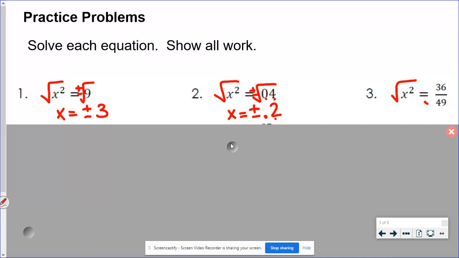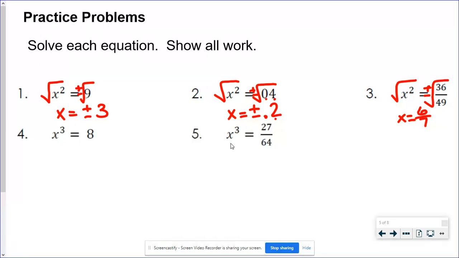Square root, plus or minus. X equals the square root of 36 is 6, square root of 49 is 7. Sorry, that got kind of squished right there.